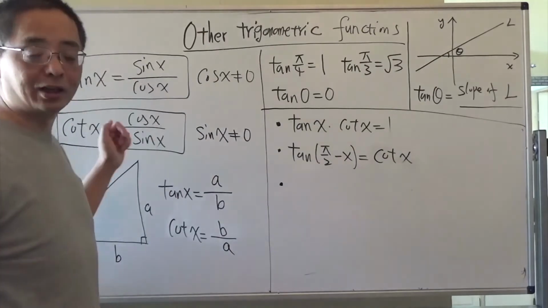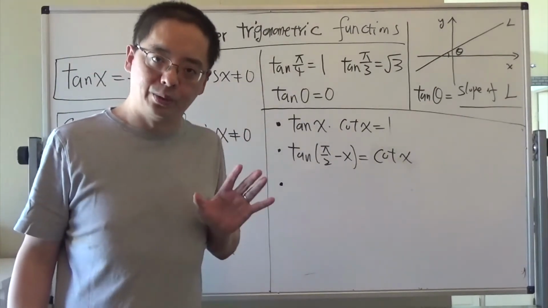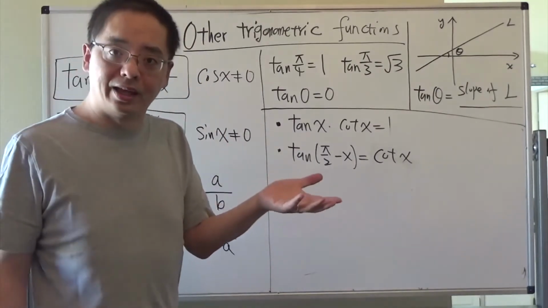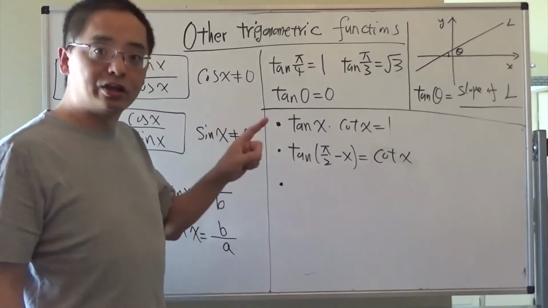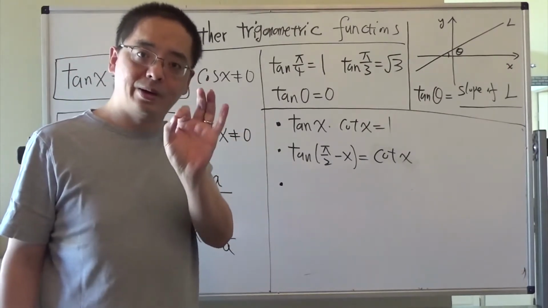Then let's look at the period of tangent and cotangent functions. For sine x and cosine x, we know the least period, and when I say period, I mean the least positive period, is 2 pi. So 2 pi obviously is a period for tangent and cotangent functions, but it's not the least period. The least period is pi.